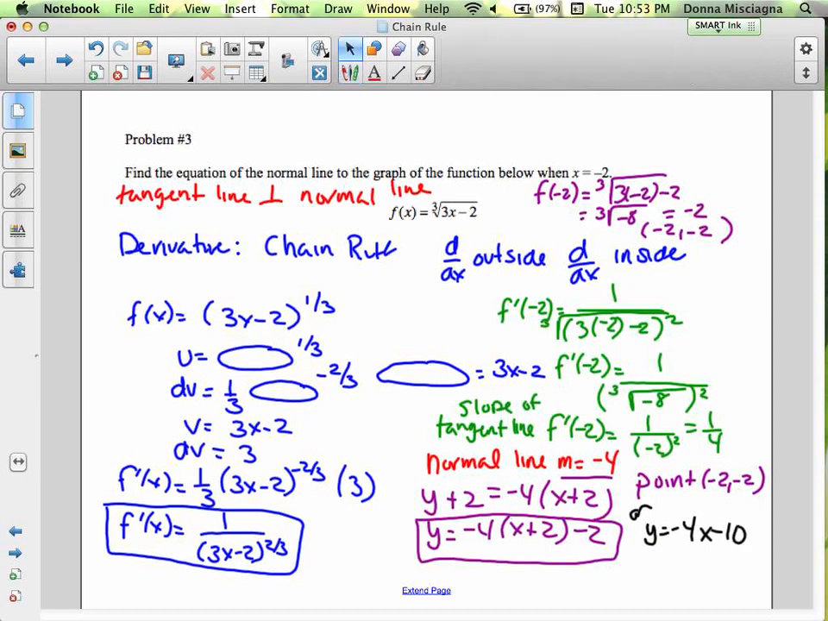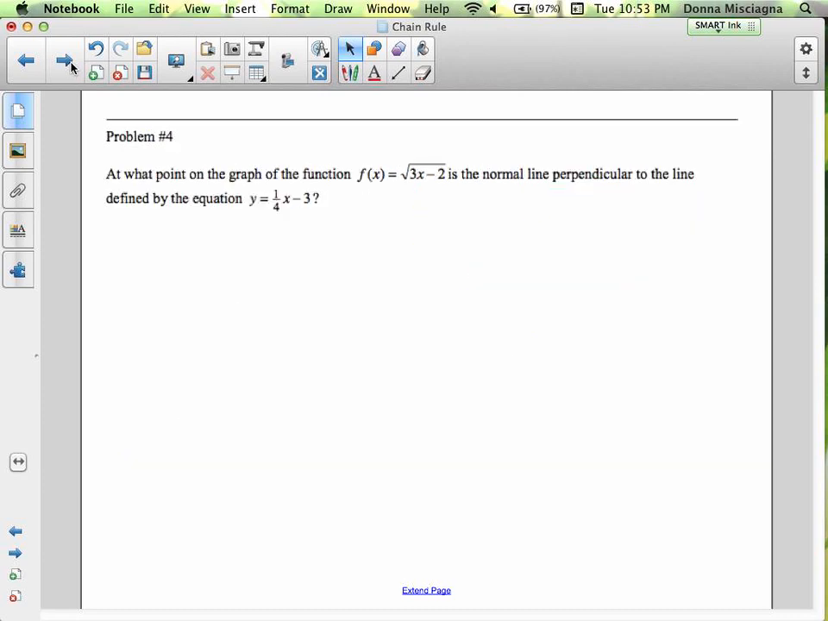All right. 3 down, only 1 to go. They're getting better each time. At what point on the graph of the function f of x equals the square root of 3x minus 2 is the normal line perpendicular to the line defined by the equation y equals 1/4 x minus 3. Phew. All right.